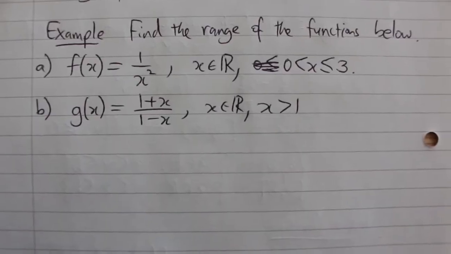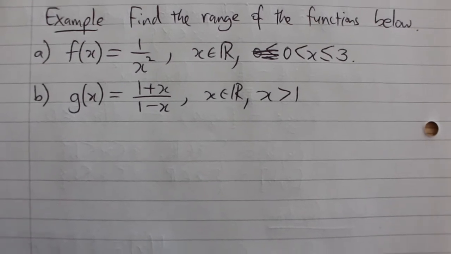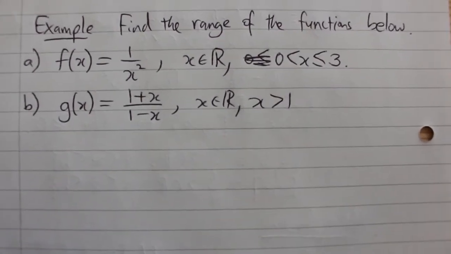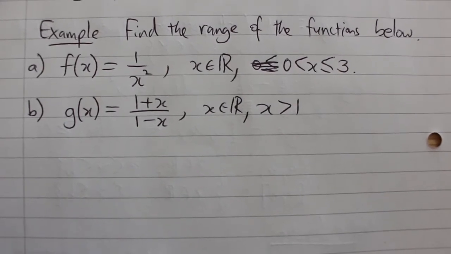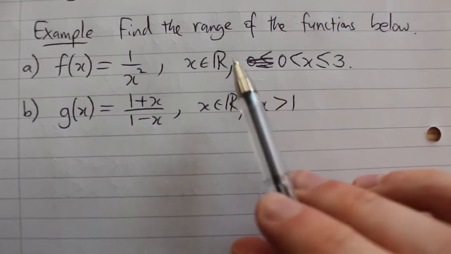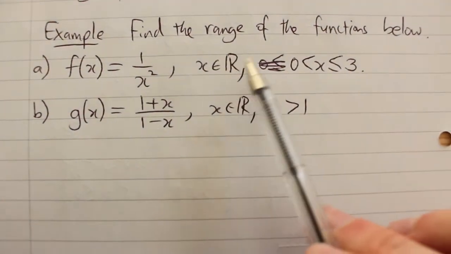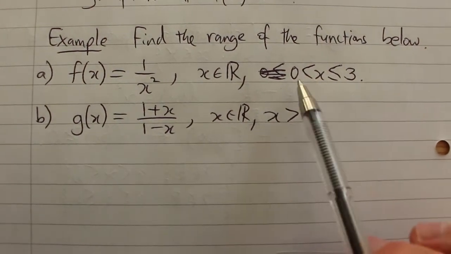Now let's consider this question about finding the range of the following functions. So firstly, the function f of x equals 1 over x squared, where x is a real number that's greater than 0 and less than or equal to 3. So this is the domain of the function. So the domain is not all of the real numbers, it's restricted to this half open, half closed interval between 0 and 3.